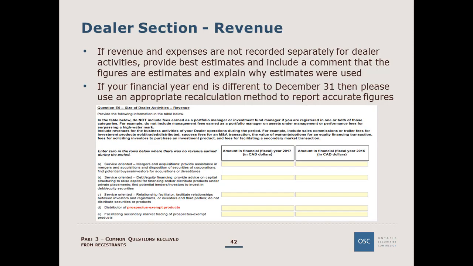Another question I want to highlight is question E6, which is asking registrants to provide information on their revenue for the years ending 2017 and 2016. If revenue and expenses are not recorded separately for dealer activities, please provide best estimates and include a comment that the figures are estimates and explain why estimates were used. If your financial year end is different to December 31st, then please use an appropriate recalculation method to report accurate figures.